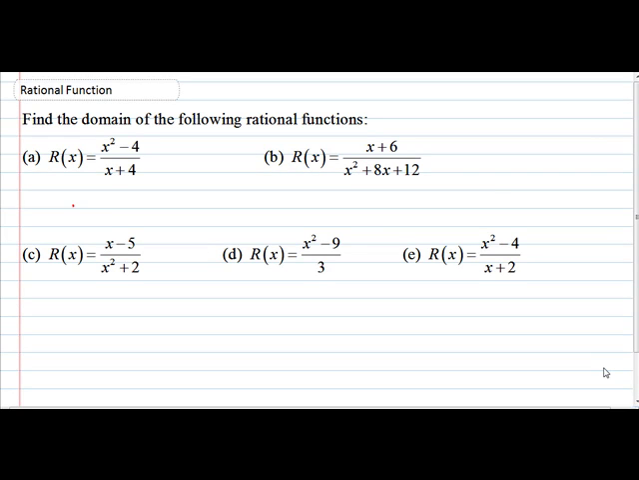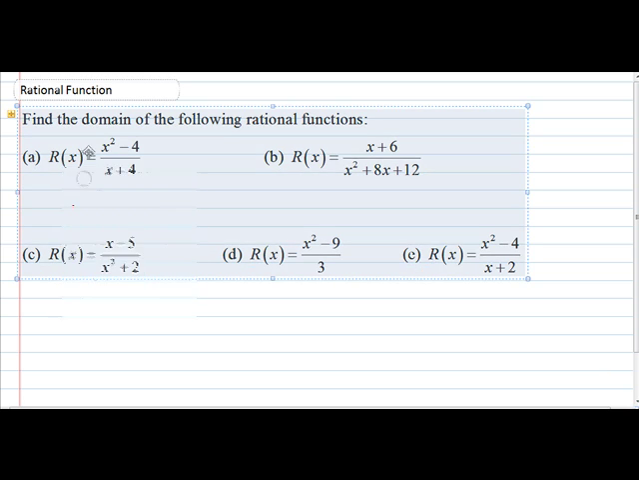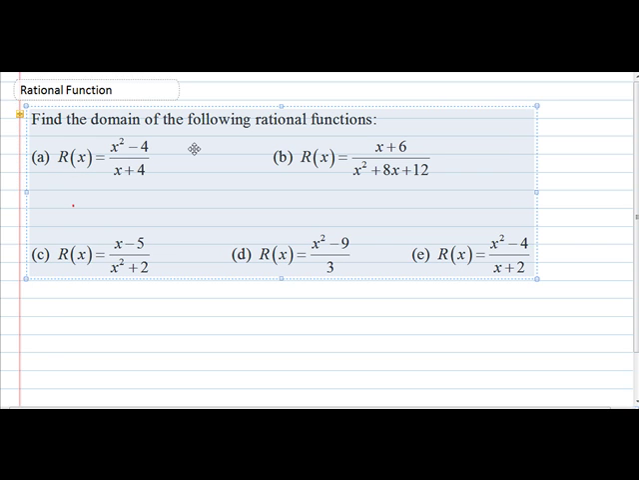In this example, I'm going to show you how to find the domain of the rational functions. Once again, the domain means we're looking for the set of x values such that our function here is defined. So this is a rational function. If you remember from chapter 3, we did it already, but let's go over it again.